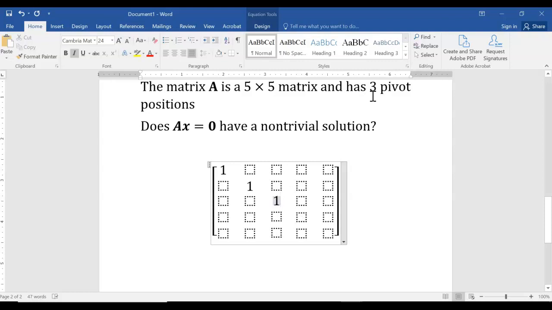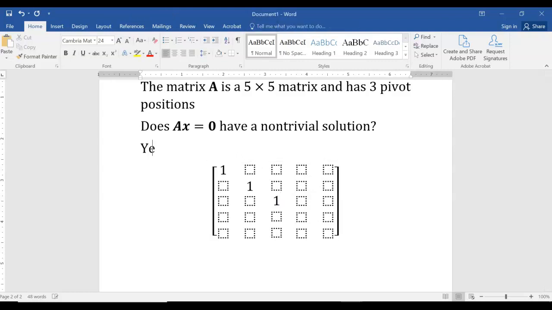Because I'm saying exactly 3 pivot positions. I'm not saying 3 or more. I'm saying we have 3 pivot positions. Notice that if I put them here, those pivot positions, zeros again would be above and below. That's going to leave me with 2 columns to be free variables. And again, we're going to have this augmented matrix. We're assuming that there's this column of zeros out here to the right. So basically, that gives me 2 free variables if I have 3 pivot positions. 2 free variables means I'm going to have infinitely many solutions. So I am going to have non-trivial solutions.